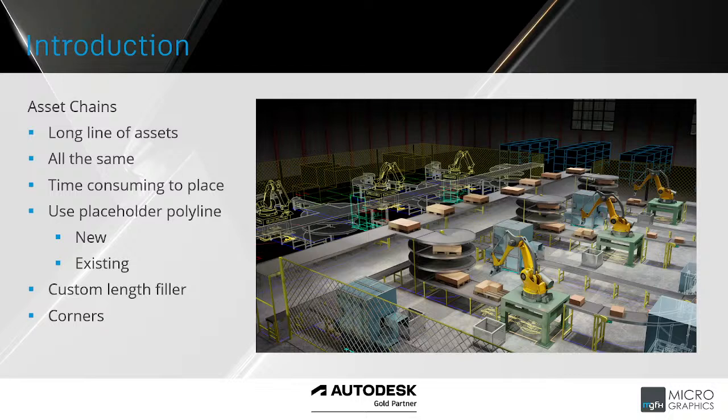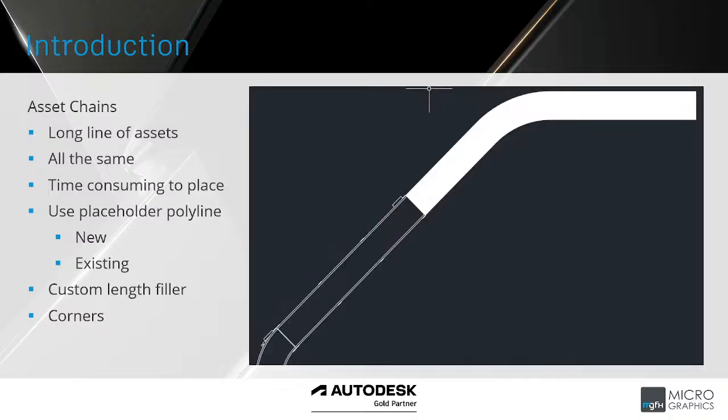Now, the nice thing about this is that it will use the maximum length of object. So let's say the conveyor belt maximum length is 3 meters. It'll fill in that entire length of that polyline with 3 meter lengths of conveyor belt. And if there is a shortfall somewhere, let's say there's a small section that is 1 meter long, then it will reduce the length and put in a custom length as a filler. And it'll also populate corners so that we have corners placed in as well.